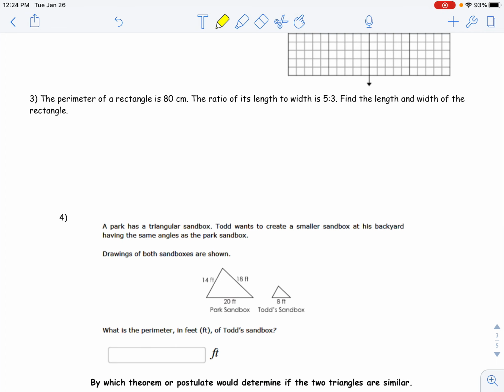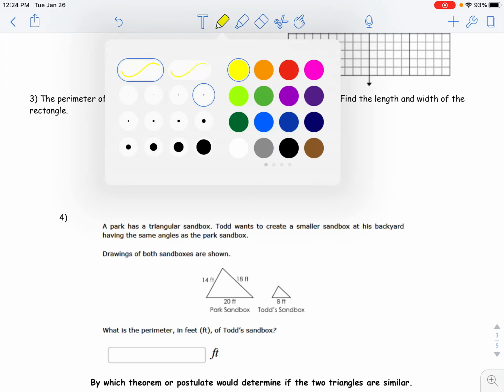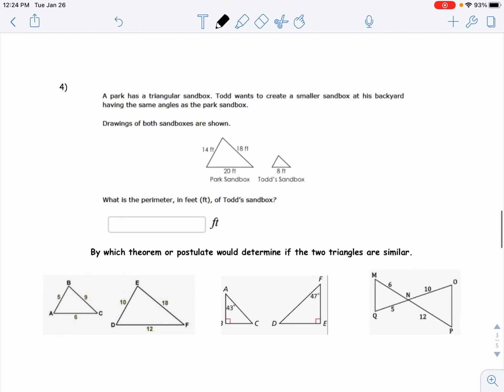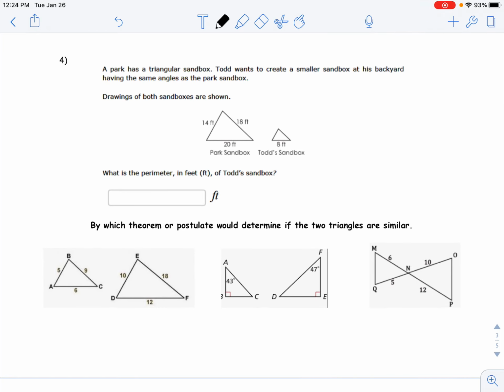The perimeter of a rectangle is 80 centimeters. The ratio of the width is 3 to 5th. Find the width, length, and width of the rectangle. All right. Actually, I'm going to delete this problem. Skip. In hindsight, I don't like this problem. What we're going to do is this problem now.